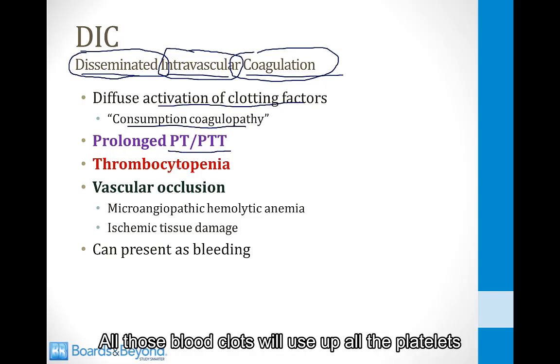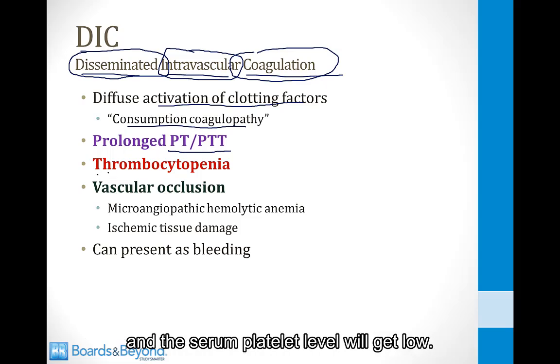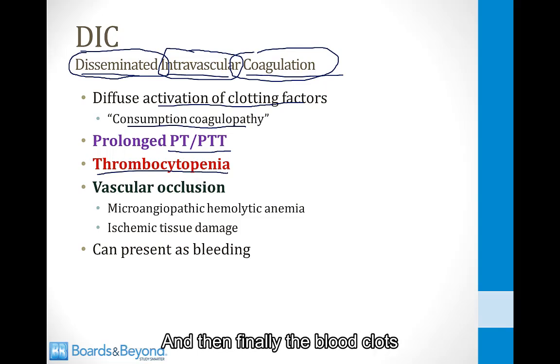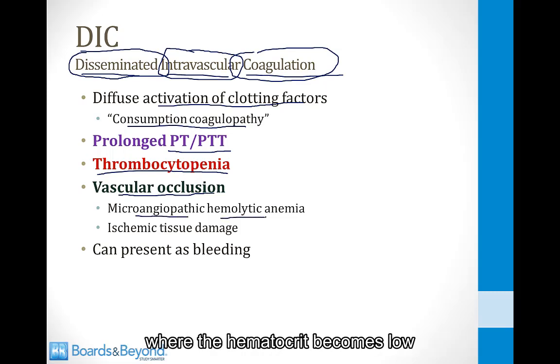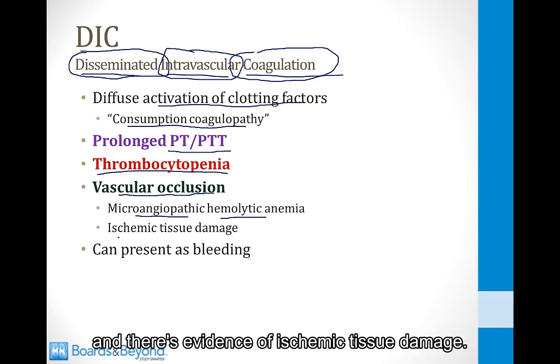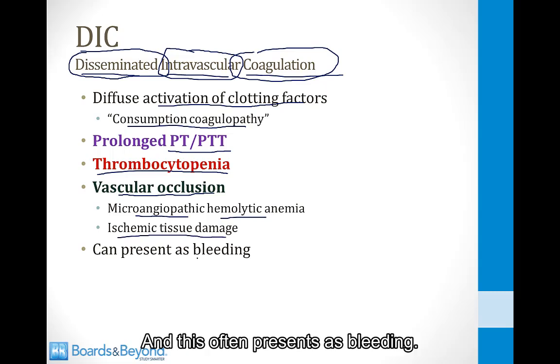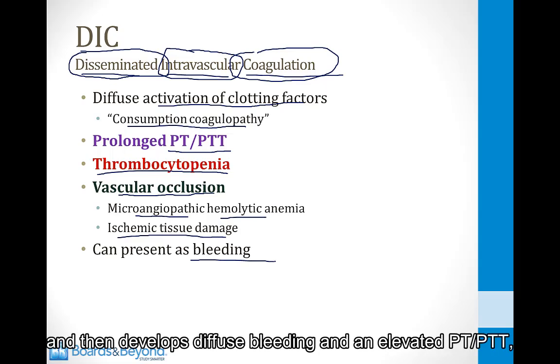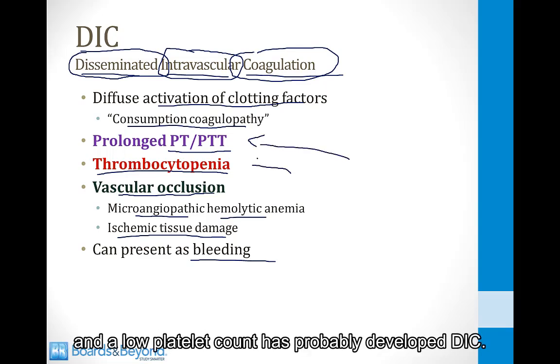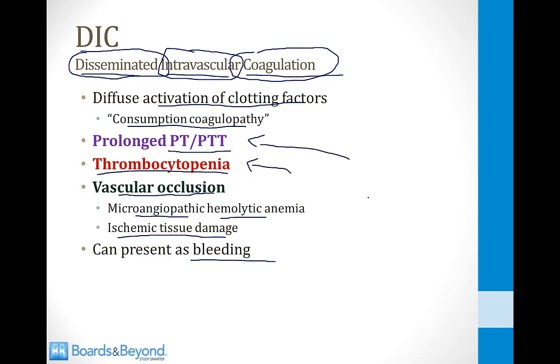All those blood clots will use up all the platelets, and the serum platelet level will get low. And then finally, the blood clots will lead to vascular occlusion. This develops into a microangiopathic hemolytic anemia, where the hematocrit becomes low and there's evidence of ischemic tissue damage. And this often presents as bleeding. So a patient who has acute pancreatitis and then develops diffuse bleeding and an elevated PT-PTT and a low platelet count has probably developed DIC.